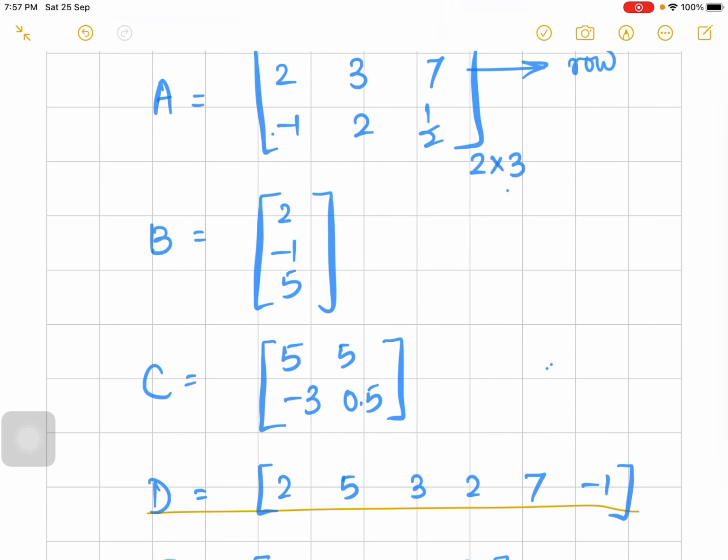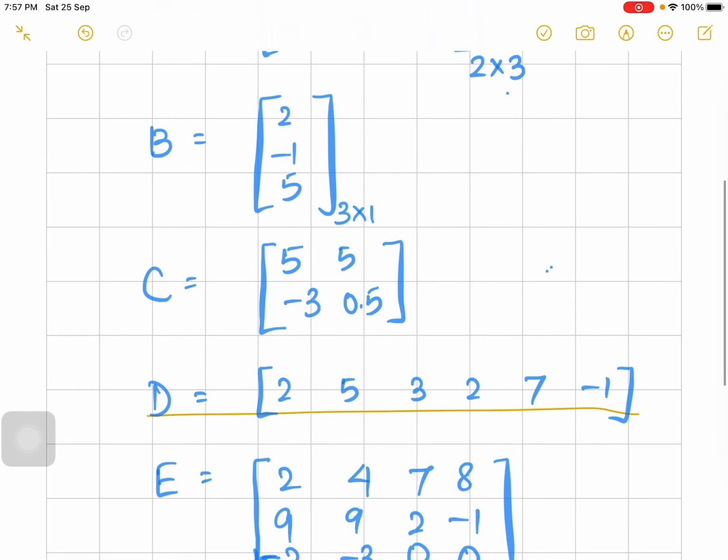The order of the B matrix would be 3 by 1. 3 rows and single column. The matrix C will have an order of 2 by 2. I'm calling it 2 by 2. It's not our normal 2 upon 2. In the matrix language, 2 by 2 means 2 into 2. And 2 by 2 means there are 2 rows and there are 2 columns.